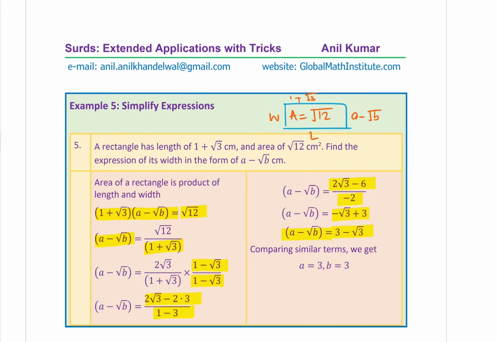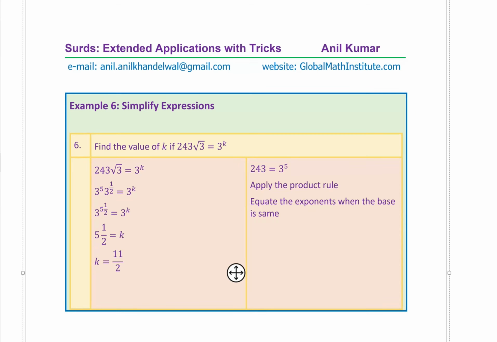Now, when you compare with a minus square root b, like terms should be same. A is equal to 3 and b is equal to 3. So that is how you can find your solution. So this is a very interesting way of finding square root of a surd, right? So that is a very important method. Let's move on and take the next example.